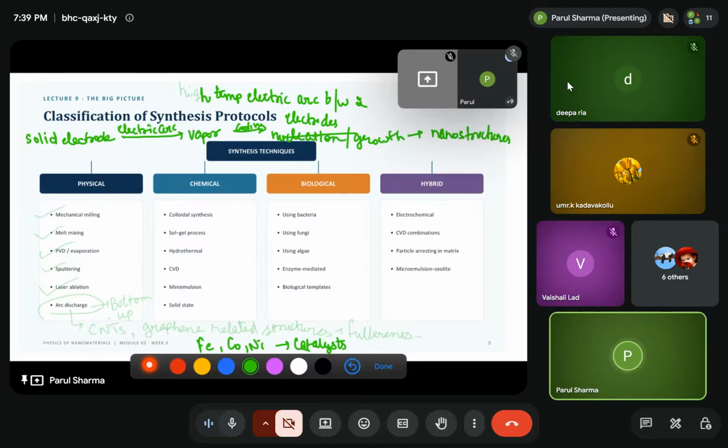So what are the advantages of this electric arc discharge method? It can produce highly crystalline carbon nanostructures. Why is it so? Because the synthesis is happening at a high temperature. It also gives a high yield compared with the other carbon nanotube synthesis methods. And what is the limitation? It can produce a mixture of nanotubes, amorphous carbon, and nanoparticles, so purification is not there.